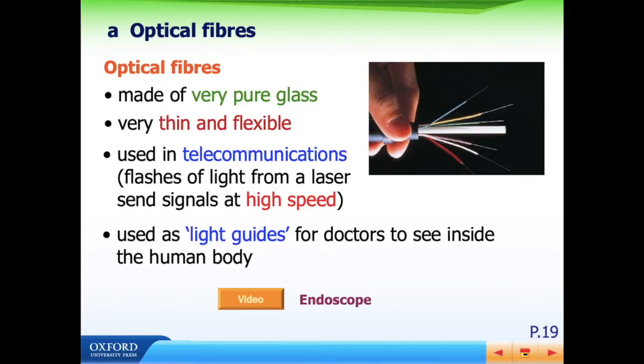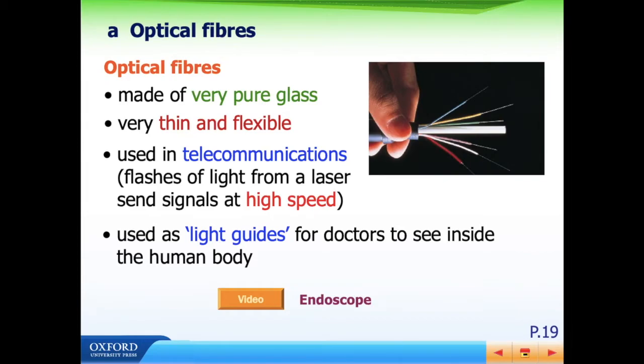So what exactly is an optical fiber? Well, an optical fiber is made of very pure glass. Also, it is very thin. At the same time, it is flexible. By the way, an optical fiber is widely used in telecommunications, such as for transmitting information in the internet or in telephone lines. Flashes of light from a laser send signals at high speed, which is only possible through the use of optical fiber. Optical fiber can also be used as light guides for doctors to see inside a human body. And that is what we call endoscopy.